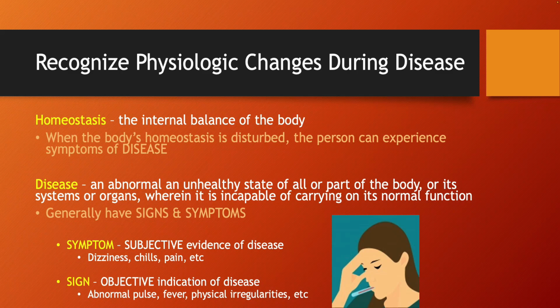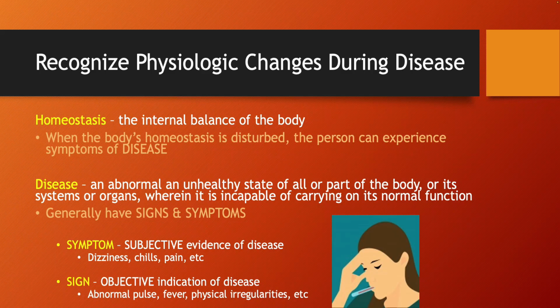Now we're going to learn about recognizing physiological changes that usually happen due to disease. So our body strives to reach homeostasis. I'm sure all of you have heard this word before. If not, well, now you do. Now you know. Now you have heard it. Homeostasis is the internal balance of the body.